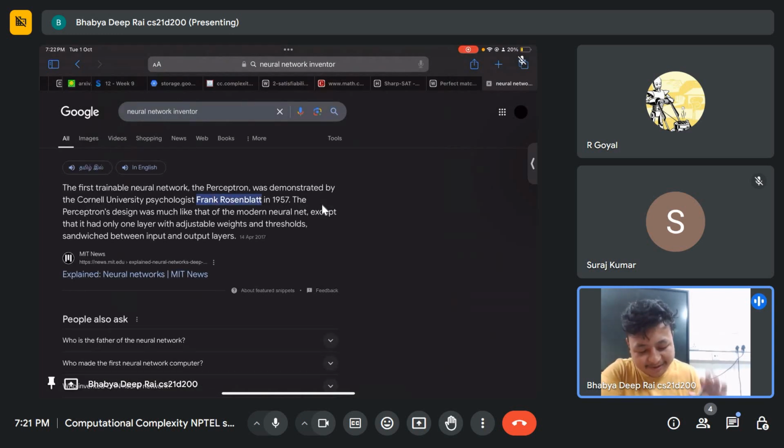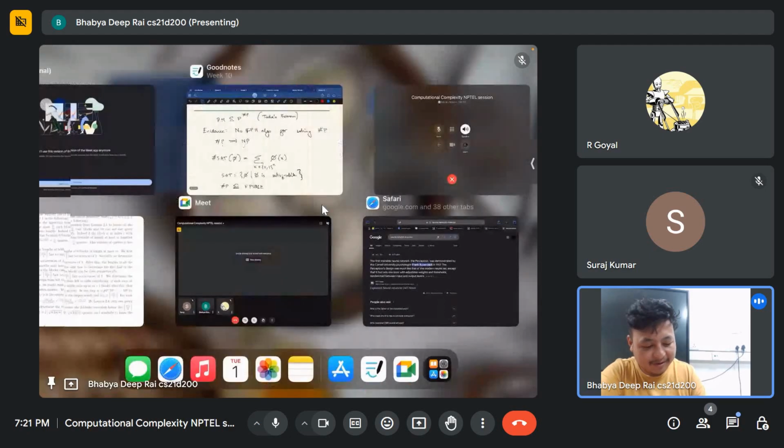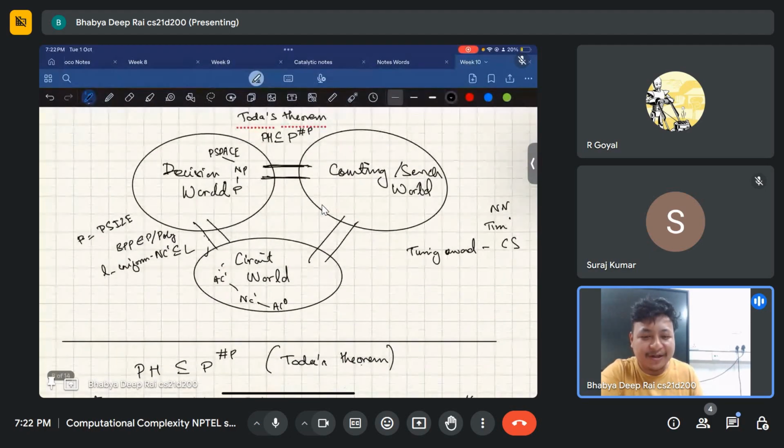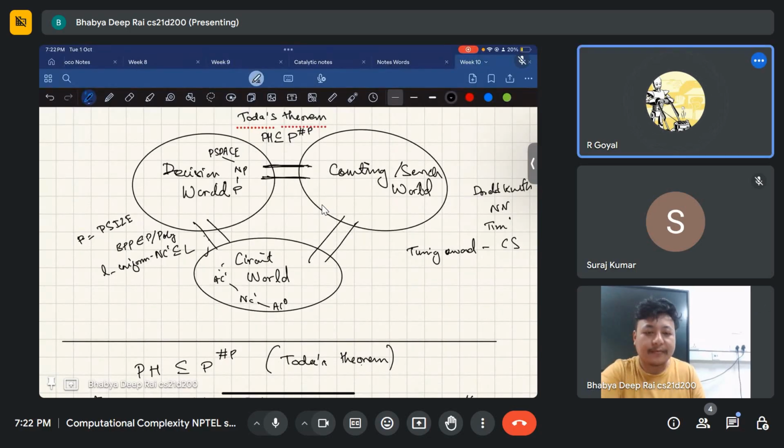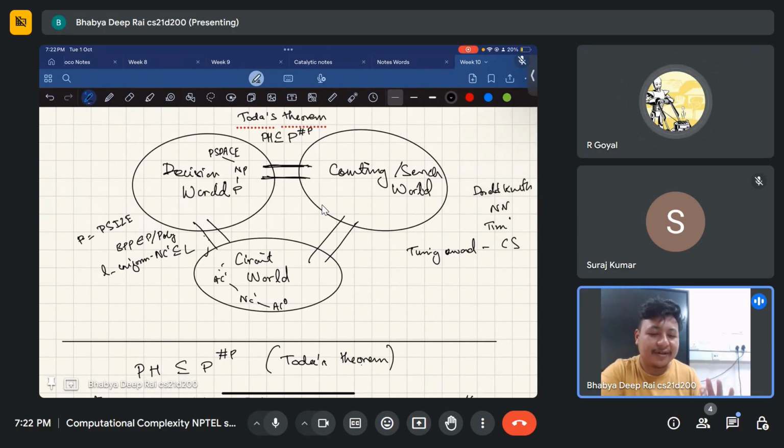Frank Rosenblatt. He also got this Turing Award. And you must have heard of Donald Knuth, the algorithms person, from theoretical CS. And there's another guy called Leslie Lamport. He has done work in theoretical CS as well as networks and distributed computing, and so on. He has gotten a Turing Award.